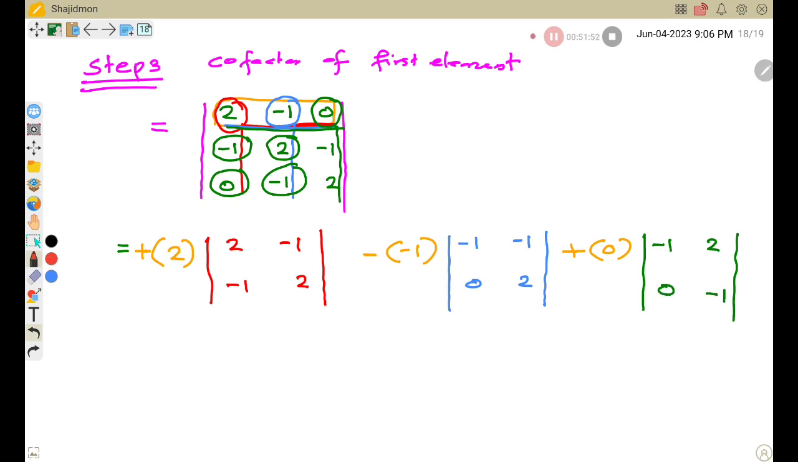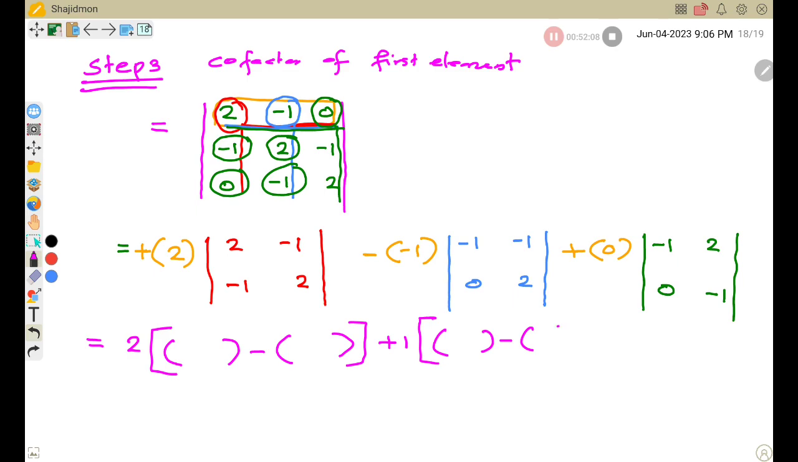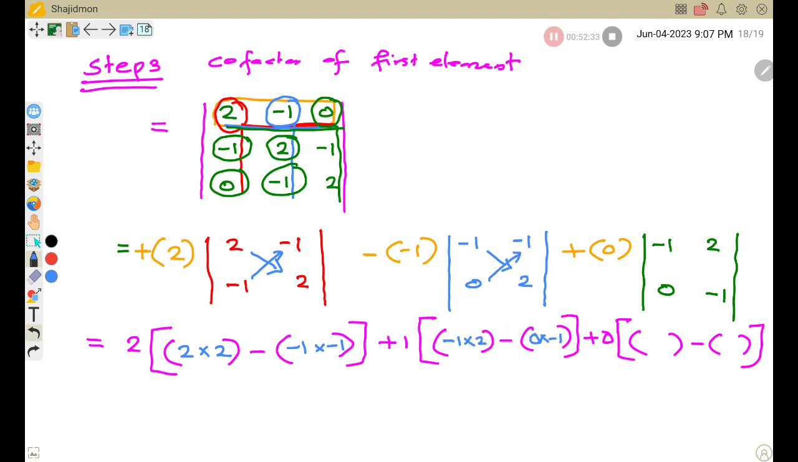Now expand using 2 by 2 determinants: plus 2, main diagonal number minus off diagonal number, correct; here also minus, minus 1 plus 1, main diagonal number minus off diagonal number; plus 0, again main diagonal minus off diagonal, 0 multiplied means it will be 0. So we continue: main diagonal 2 multiply 2 minus off diagonal minus 1 multiply minus 1; here main diagonal minus 1 multiply 2 minus off diagonal 0 multiply minus 1; minus 1 multiply minus 1 main diagonal, 0 multiply 2 off diagonal. Now we can use the calculator, and you will get the answer equal to 4.